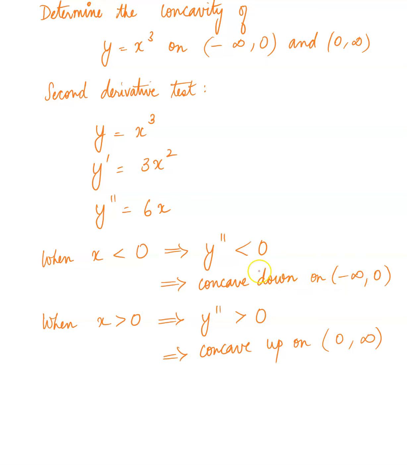And this is exactly what we saw in the picture. Concave down was in the third quadrant for y equals x cubed, and concave up was in the first quadrant for y equals x cubed. Okay?